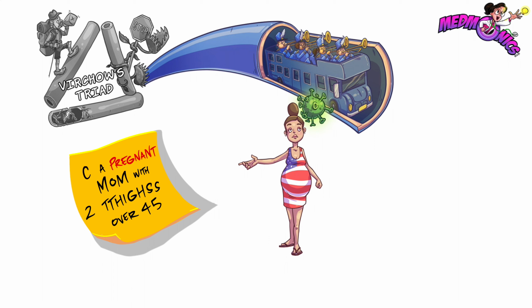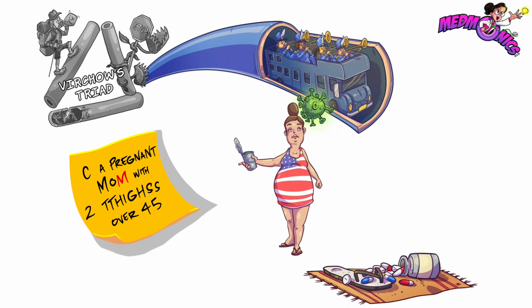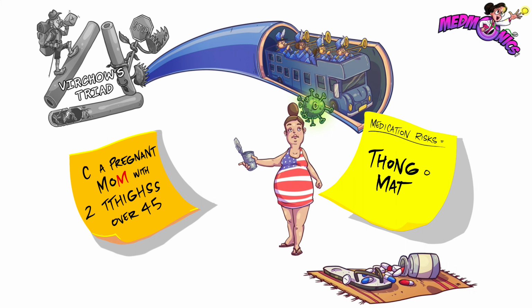Now we've got a pregnant mum, which indicates that pregnancy is also a risk factor for a DVT. And you notice our mum is wearing an American flag, which shows the American spelling of mom, M-O-M, because M stands for malignancy, the cancer can. O is for obesity, and the next M represents medications, with the next Medmonic of the thong on the mat.